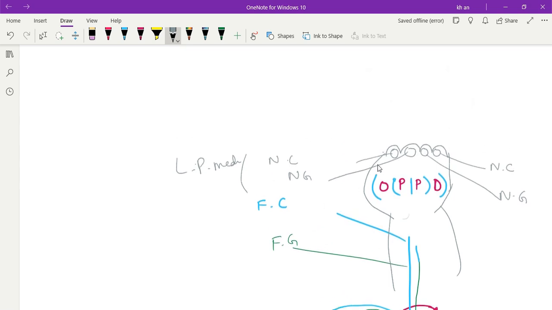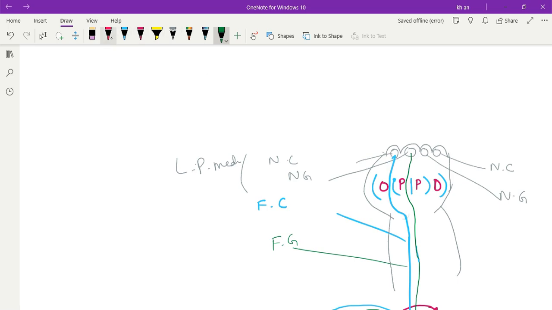In the lower part of the medulla, what they will do is these fibers will reach their nuclei. Fibers of the fasciculus cuneatus will go into the nucleus cuneatus, and the fibers from the fasciculus gracilis will go into the nucleus gracilis. So they will go to their own nuclei. All right, gracilis into nucleus gracilis, and fasciculus cuneatus into nucleus cuneatus.